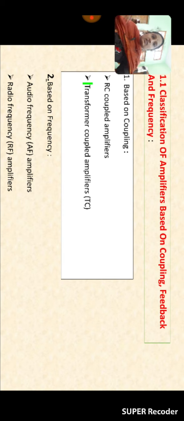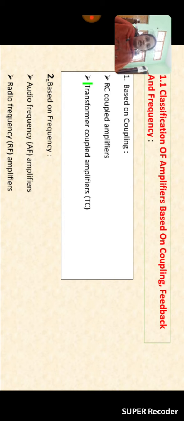Coming to the first topic, the classification of amplifiers. What is the first topic? Classification of amplifiers. Before explaining the classification of amplifiers, first I would like to explain about the amplifier. Define amplifier, or what is meant by amplifier.